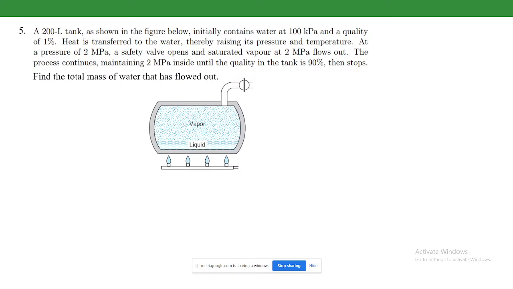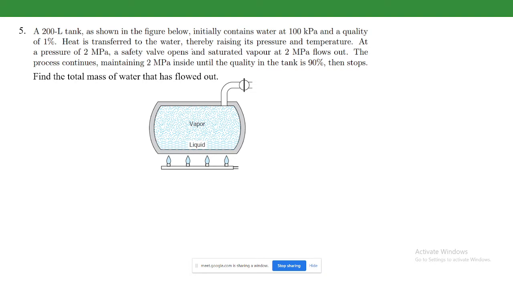Now the next question is, a 200 liters tank as shown in the figure below initially contains water at 100 kilopascal and a quality of 1%. And heat is transferred. Now you can see that this is a state in which it is at 100 kilopascal pressure and at 1% quality, that is, the amount of liquid is 0.01. Sorry, the amount of vapor is 0.01.